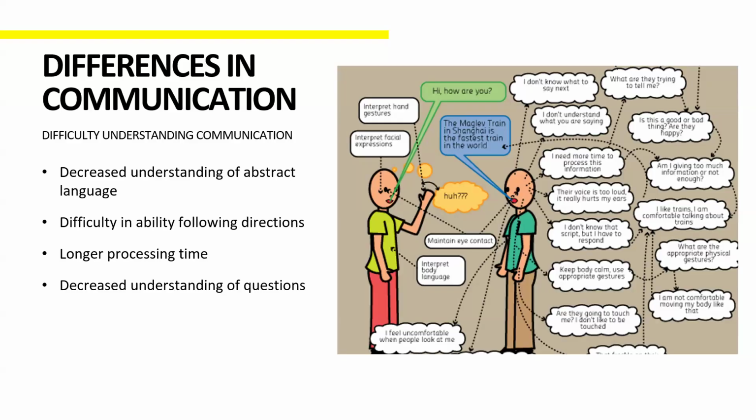The person in yellow asks, "How are you?" And the autistic individual responds with, "The maglev train in Shanghai is the fastest train in the world," leaving their conversational partner confused. As you can see here, the person with autism has so many things running through their mind that it can also lead to longer processing times. This can be difficult because the individual may be attempting to engage in conversation, but their conversational partner might not recognize that since it takes the autistic individual longer to respond.